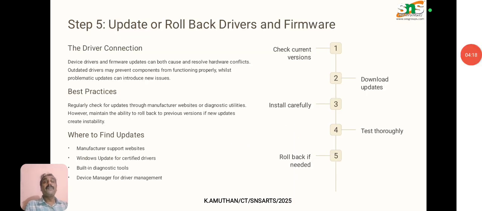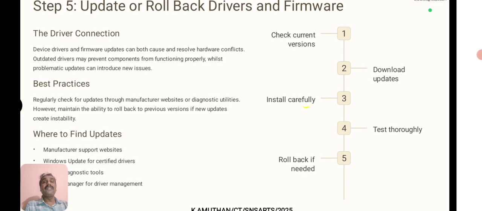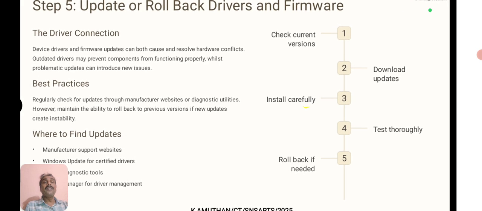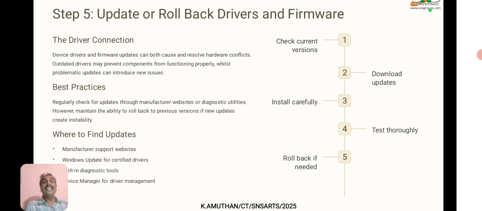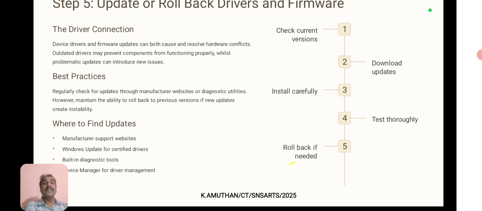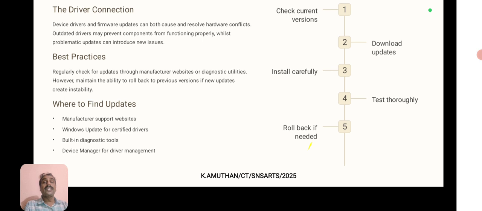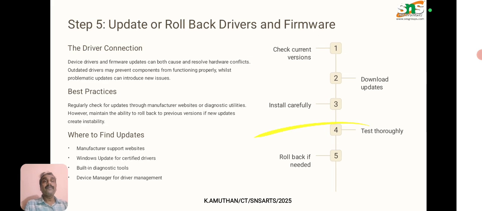Step 5, update or roll back drivers. So the driver connection is there. Device drivers and firmware updates can both cause or resolve hardware conflicts. Best practice is to regularly check for updates through manufacturer websites or diagnostic utilities. The process is: check current versions, download updates, install carefully, test thoroughly, and roll back if needed. Where to find updates? Manufacturer support websites, Windows Update for certified drivers, built-in diagnostic tools, and Device Manager.